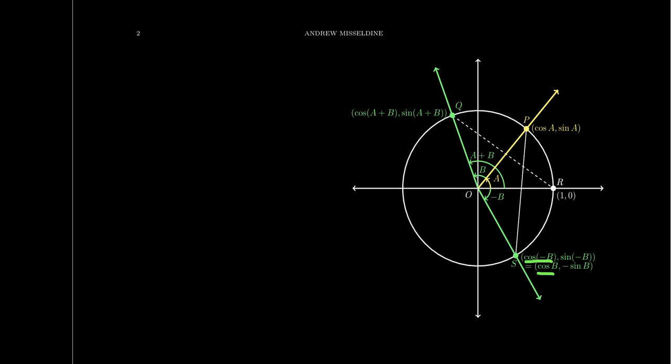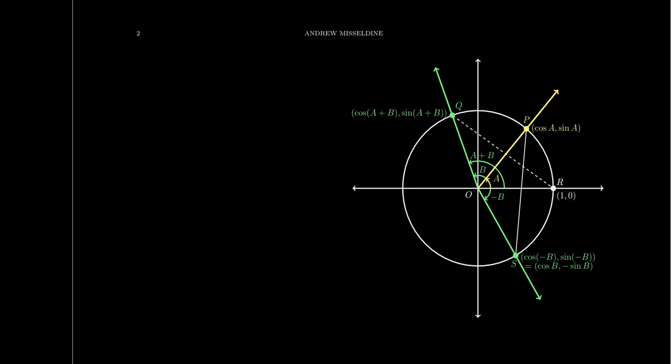All right, so cosine of negative B will equal cosine of B by the symmetry identities. Conversely, sine of negative B is equal to negative sine of B. So the negative sign actually comes out since sine is an odd function. So that's an important thing to mention here. But notice that the coordinates of the point P coincide with cosine of A, sine of A, and then the coordinates of S coincide with cosine of B and negative sine of B, like so.